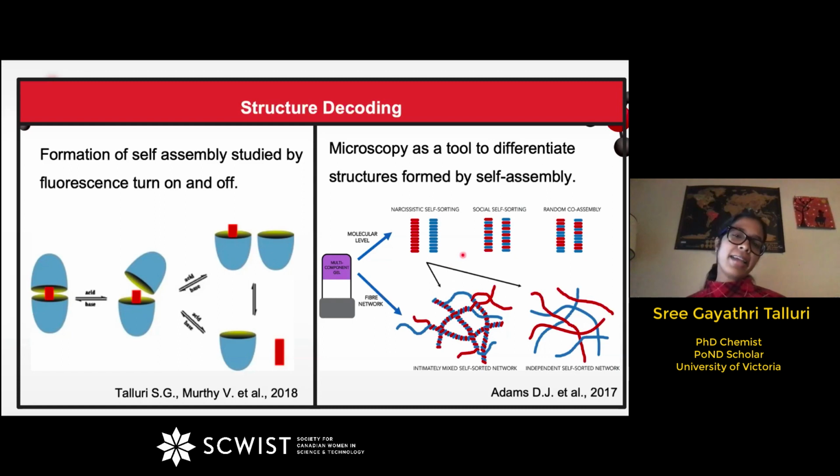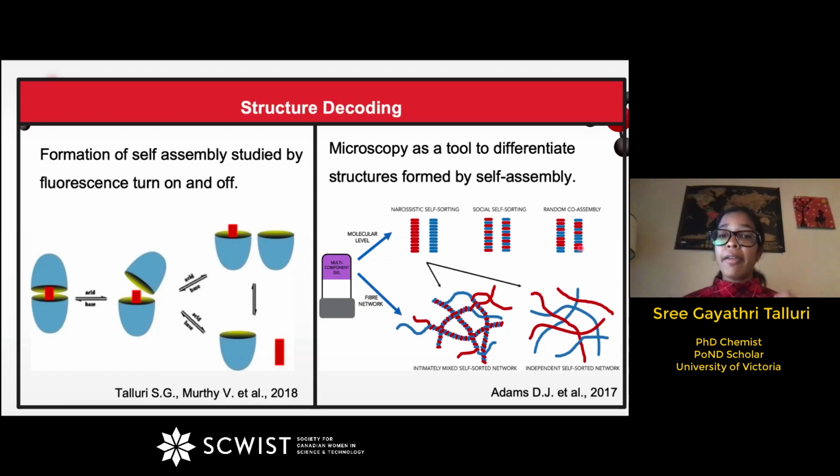When you see these gels on an electron microscope, which is normally used in the field of gels, you wouldn't really see the difference between if the gel has formed like this or like this or like this. So the three possibilities cannot be differentiated when you see it on an electron microscope.